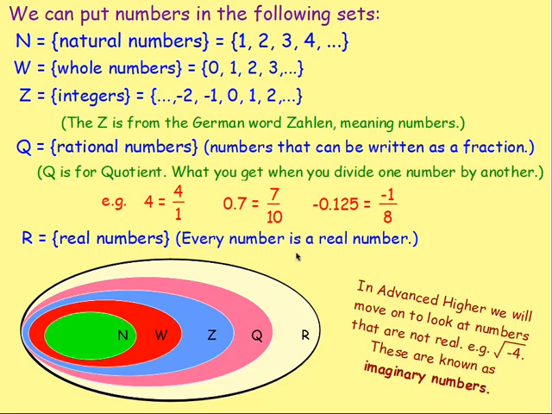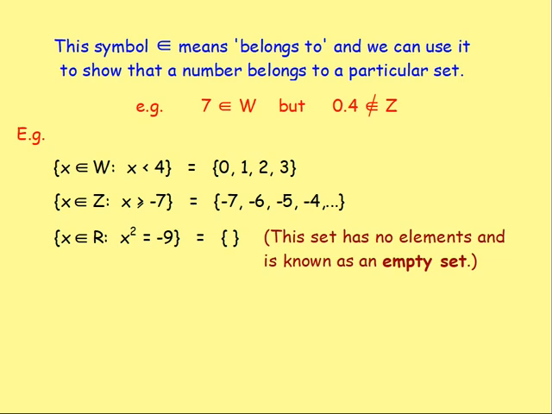In Advanced Higher, we will, in Unit 3, move on to look at numbers that are not real, such as the square root of a negative. You can't get that until you look at imaginary numbers or complex numbers, which we'll get to in Unit 3.